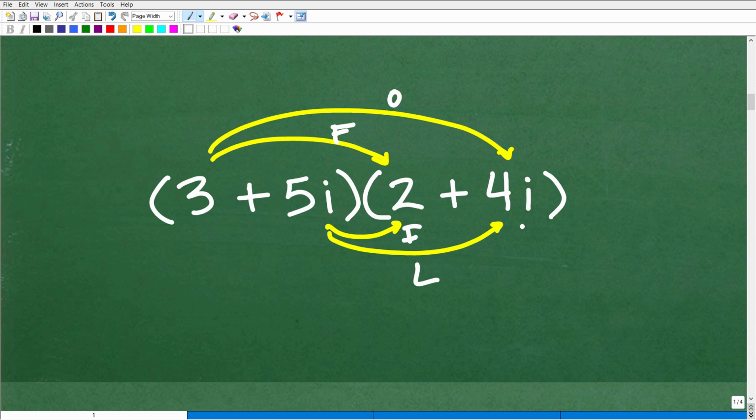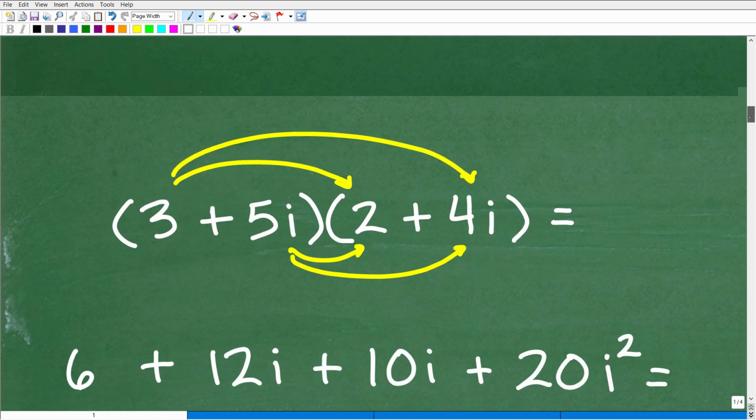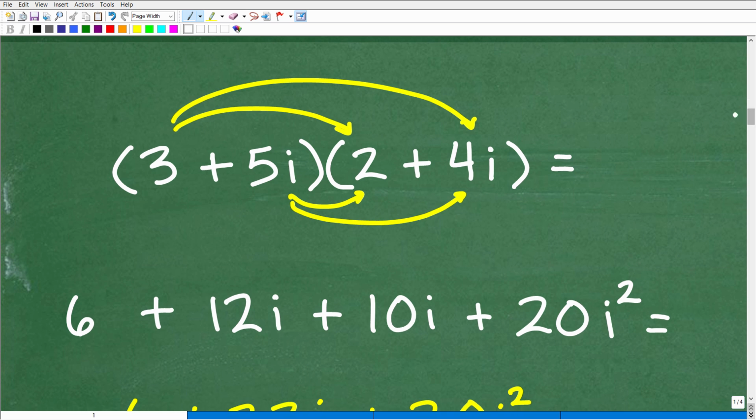If you happen to be in pre-calculus, I teach this stuff in pre-calculus as well. All right, so we're going to go ahead and do all this multiplication. Let's go ahead and take a look at the results of doing that right now. All right, so 3 times 2, that's our first. That's 3 times 2 is 6.